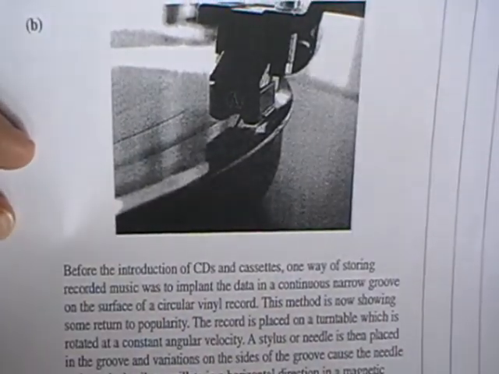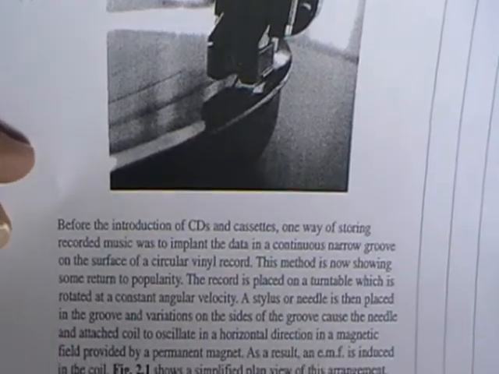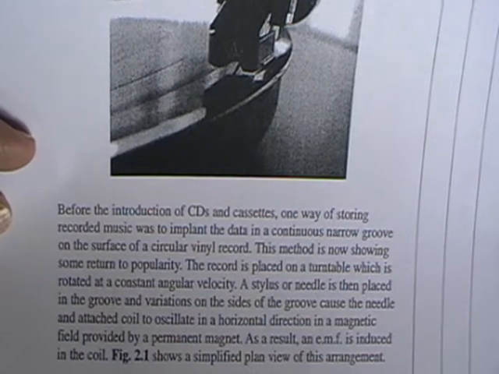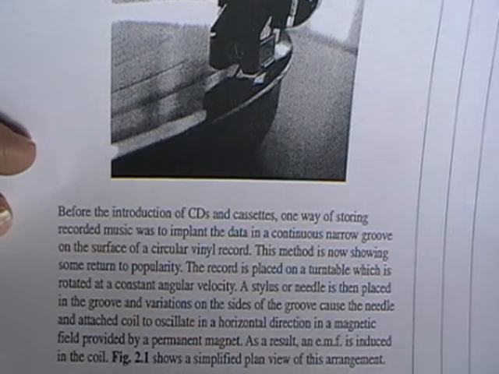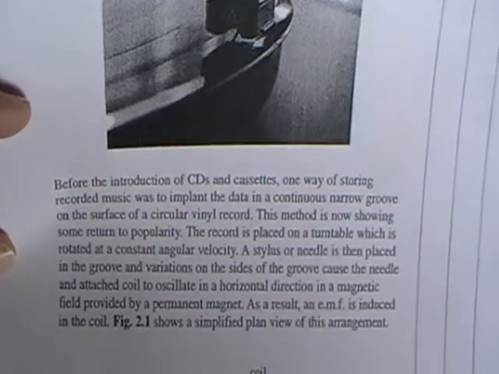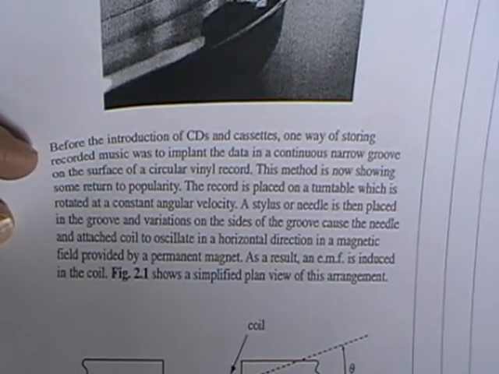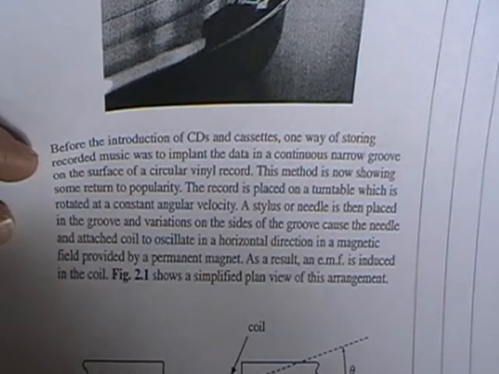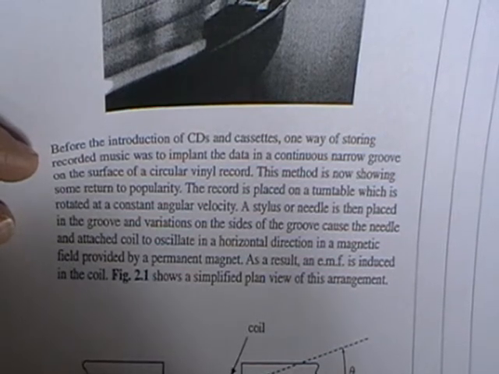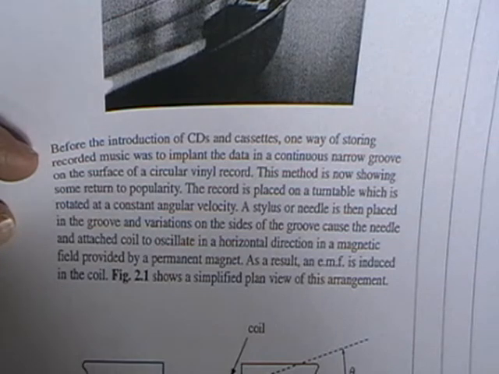Next part is about the stylus of a record player. Before the introduction of CDs and cassettes, one way of storing recorded music was to place the data in a continuous narrow groove on the surface of a circular vinyl record. This method is now showing some return to popularity. The record is placed on a turntable which is rotated at a constant angular velocity. A stylus or needle is then placed in the groove, and variations at the sides of the groove cause the needle and attached coil to oscillate in a horizontal direction in a magnetic field provided by a permanent magnet. As a result, an EMF is induced in the sides of the coil. Figure 2.1 shows a simplified plan view of this.